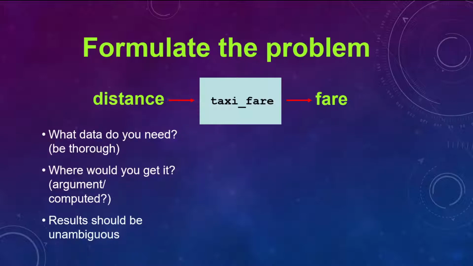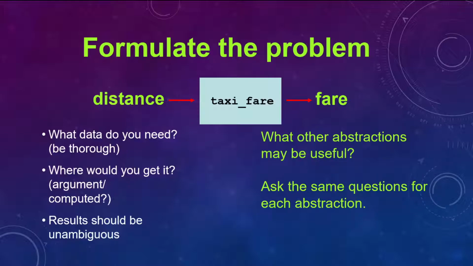All right. So let's look at what you would need for this. What data do you need? Where would you get it? And the result should be unambiguous. That means if you run the function on the same number 2 times, 3 times, 4 times, you should get the same outcome. Then also think about what other abstractions may be useful. Then ask the same question for each abstraction. So basically, you're trying to break it down step by step. After you find one abstraction, can you find more abstractions to break it down? And then for each abstraction, you need to be able to answer these questions.